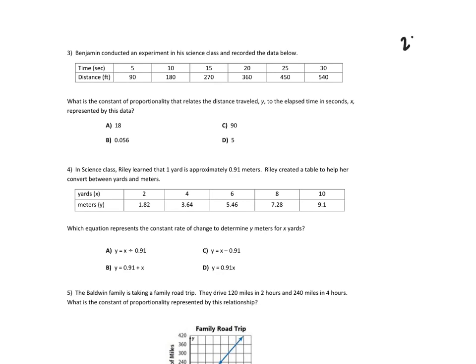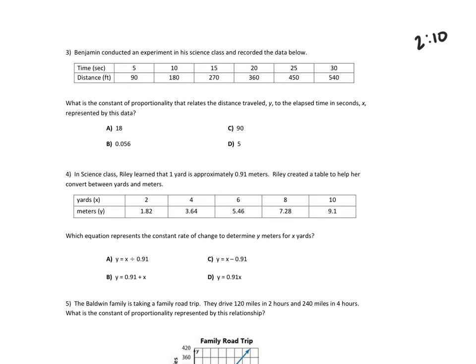I'm going to write the time from the last one so I kind of can keep up with it. So make sure the video is short enough. Benjamin conducted an experiment in science class and recorded data below. What is the constant of proportionality that relates the distance traveled to the time elapsed? So we're talking about, remember, it's our X and our Y. So we changed here. Okay, I changed your numbers. Okay, so our next change is going to be on the top.